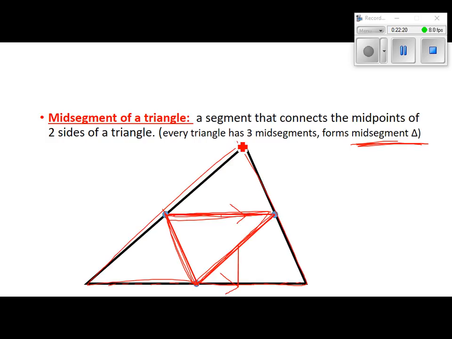Area doesn't work out that way. Perimeter, this red triangle is half what the black triangle is, or the black triangle is double what the red triangle is as far as perimeter, but area is something different. It doesn't work that way.